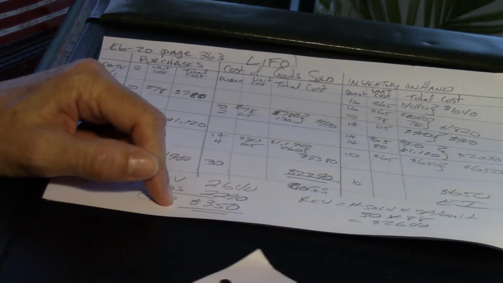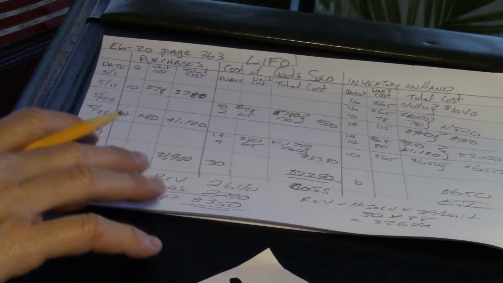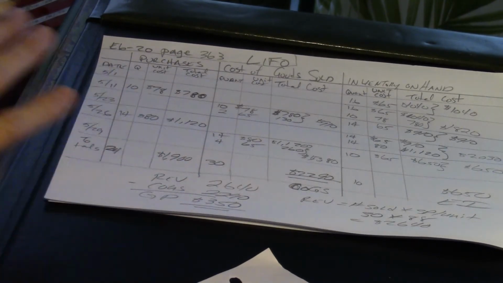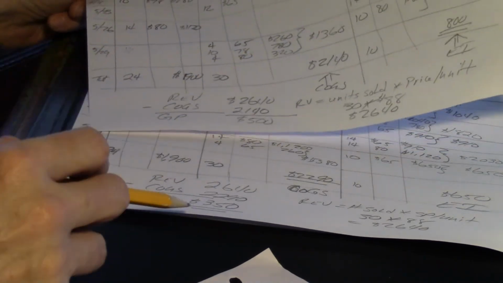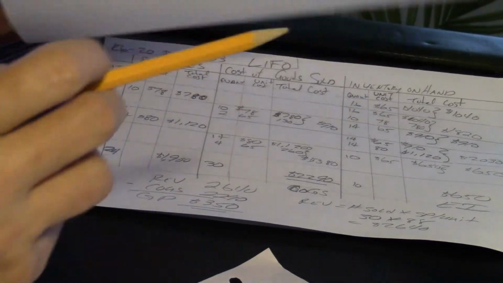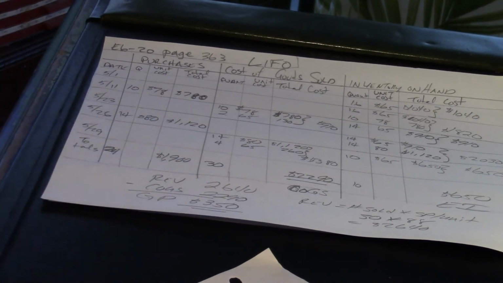So that's less than when we did this under FIFO. If you'll recall, when we did this under FIFO, we wound up with $500 gross profit. We still purchased the same $1,900. It's because we changed from FIFO to LIFO that we end up differently.